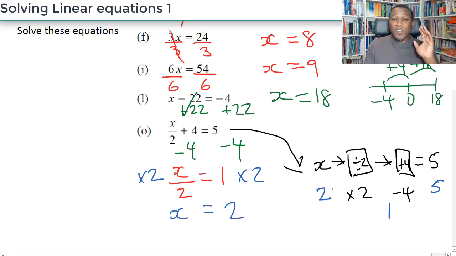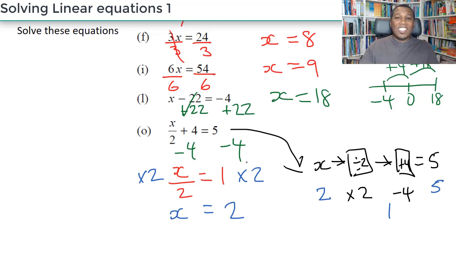The function machine method is very powerful. Perhaps easier to understand than balancing. But we need to get the balancing because that's the only way we can keep having success and go into more complicated solving equations. Okay, so don't throw away the function machine method. Use it, but embrace a new method that will take you further.